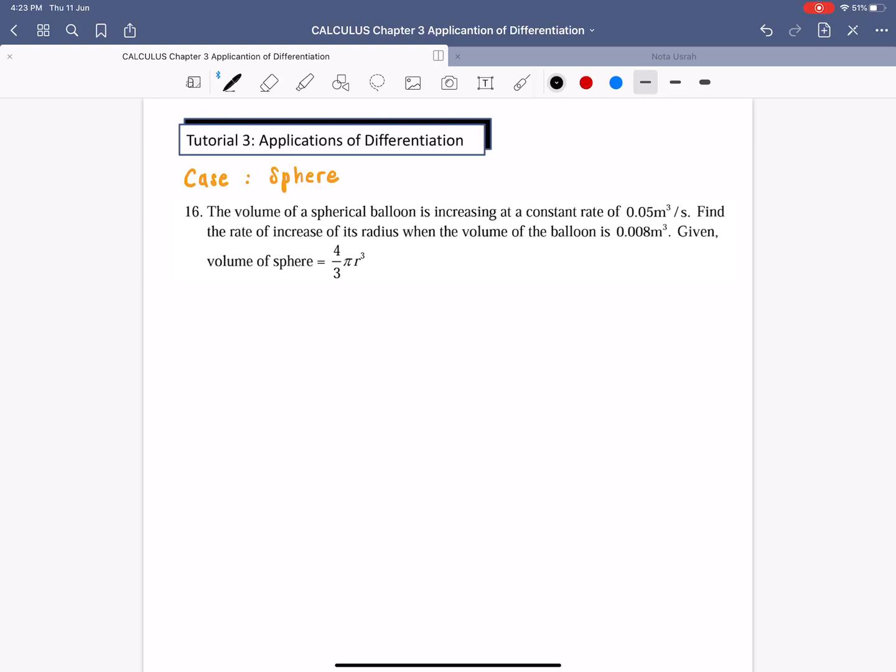The volume of a spherical balloon is increasing at a constant rate, and the rate is 0.05 meter cube per second. So from the first sentence, I'll show you how we will use the chain rule first.